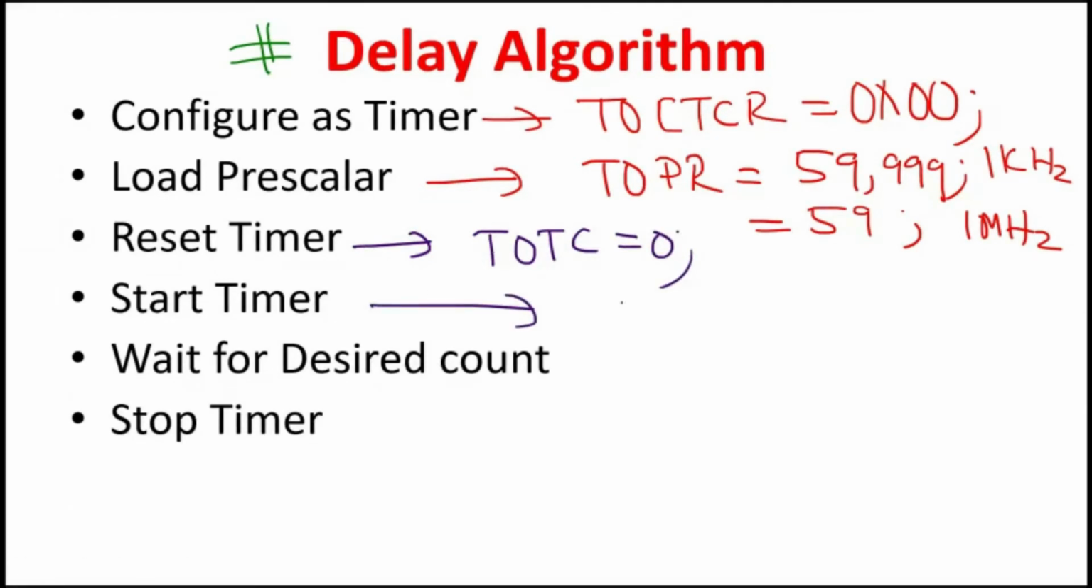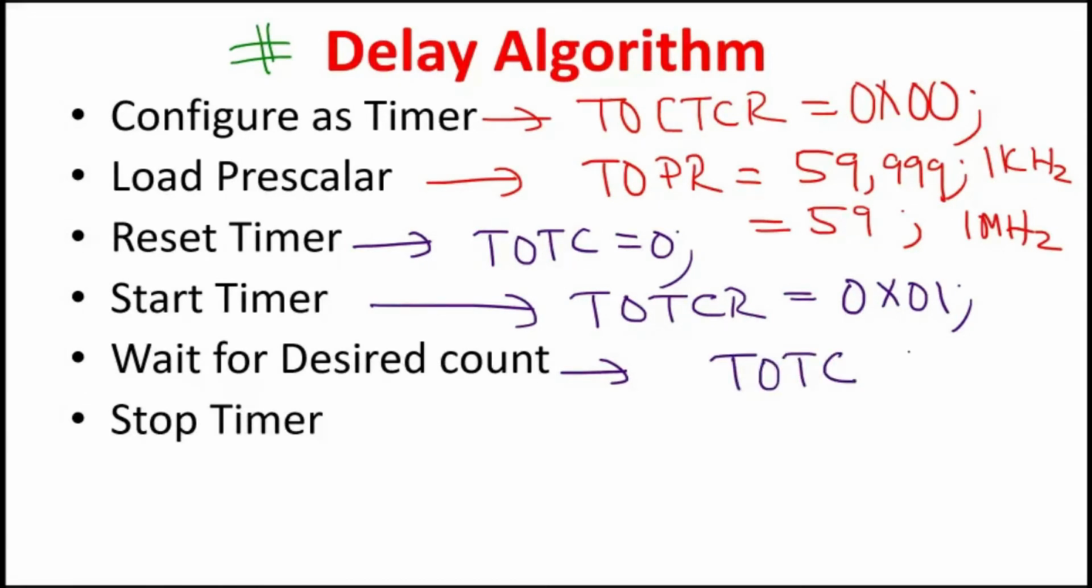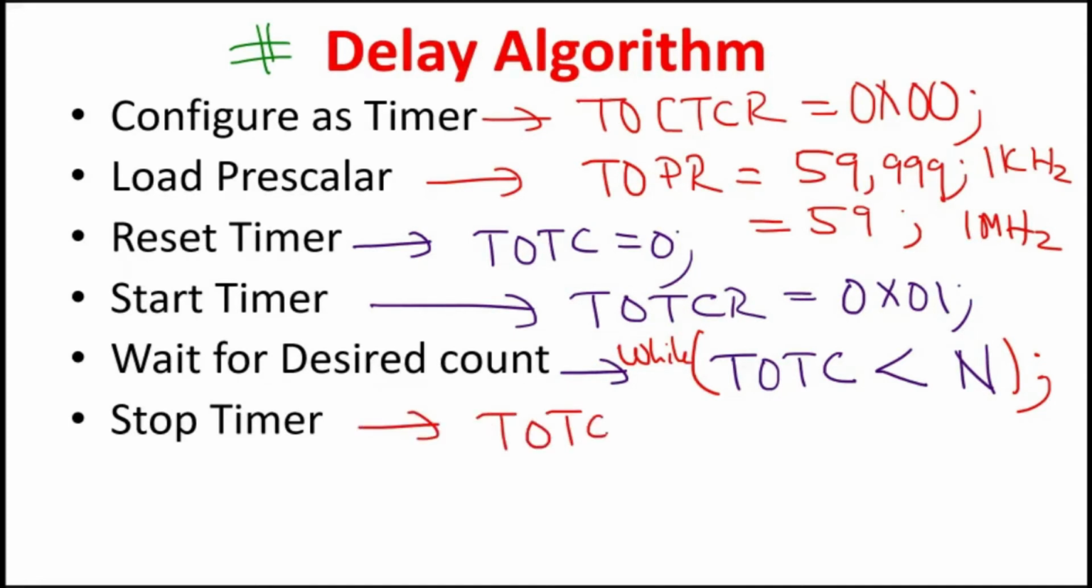Start the timer. Timer 0, timer control register is equal to hexadecimal 01. The very first bit of the timer control register is the run bit. I control that. Wait for the desired count. How do I wait? Check timer 0 timer counter as long as it is less than n number of counts, where n refers to the delay period. I keep waiting here. Finally, stop the timer. How do I stop the timer? Timer 0, timer control register is equal to hexadecimal 00, which stops this bit.